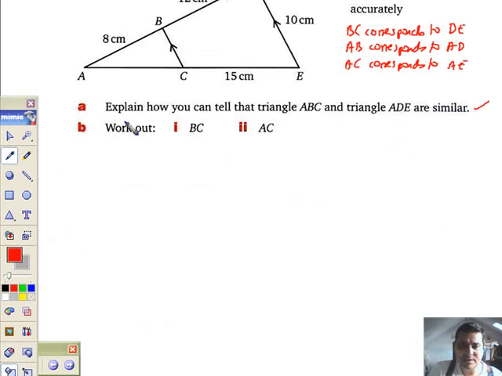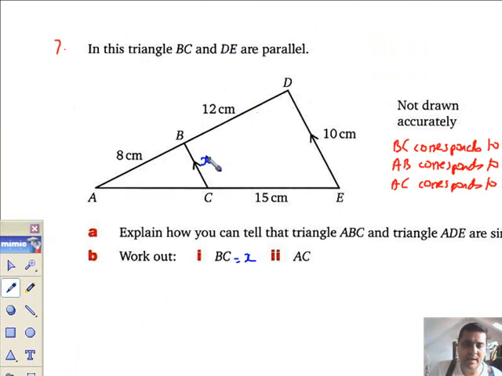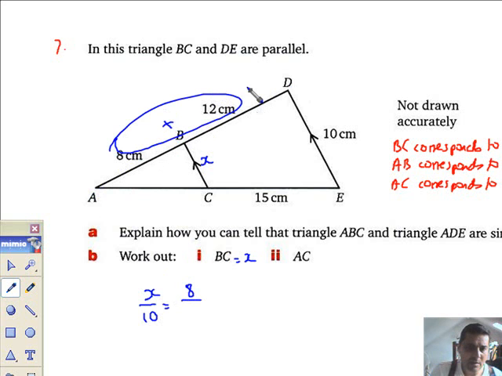Work out BC. Well, let's just do BC, shall we? I'm going to call that X to get BC. So again, let's take a look. What I want is X divided by 10. So it's little over big, which corresponds to little 8 divided by big 20. If you add these two, obviously we're going to get 20. That's the larger corresponding side.